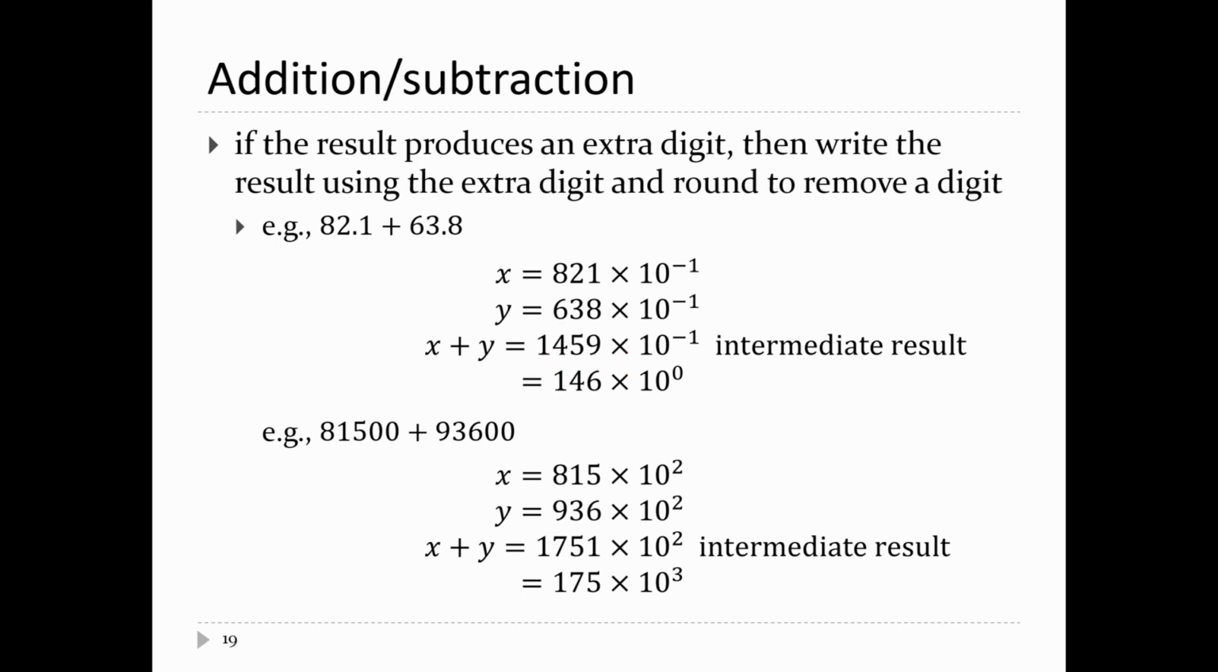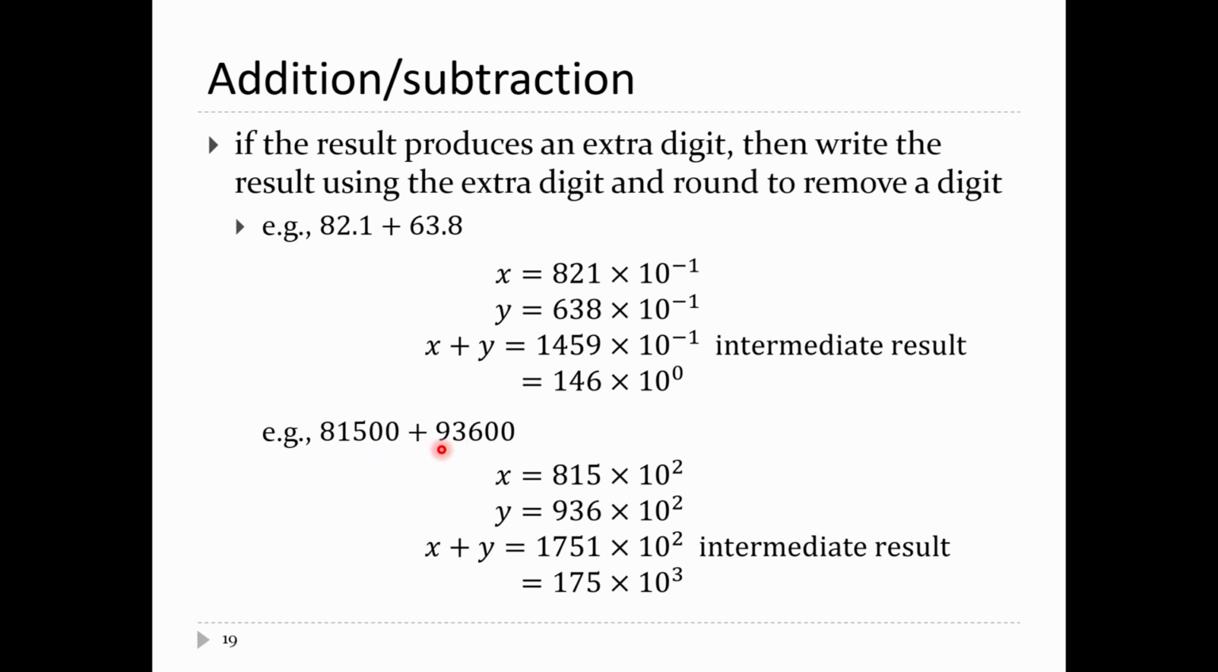The problem is, in our floating point format, we've only got three digits, so I can't keep them all. And so we're going to say you round this value to the nearest digit. So this becomes 1460 times 10 to the minus 1, which you can write properly using three digits as 146 times 10 to the 0. Your final result is that. And notice that number there is not correct. It's not actually equal to the sum of 82.1 and 63.8, which should be 145.9, but we can't represent 145.9 in our floating point format. So we end up computing the value 146 instead.